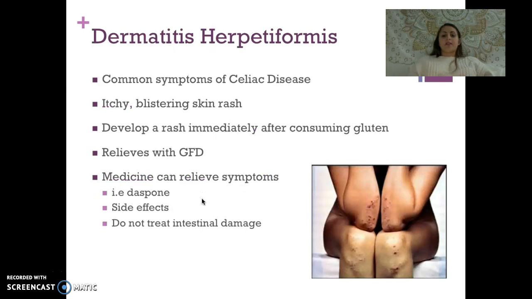Dermatitis herpetiformis is a common symptom of celiac disease. It's classified as an itchy, blistering skin rash. It develops immediately after the consumption of gluten. However, it is relieved with a gluten-free diet, which I'll talk about later. Medicine such as dapsone can relieve the symptoms of the skin rash, but it has some drastic side effects, and it does not treat the overall cause of celiac disease. It only treats the skin condition, so the small intestine is still being affected and damaged.